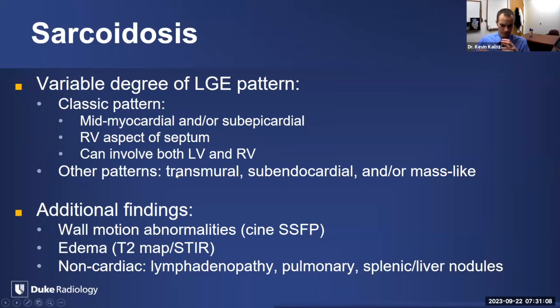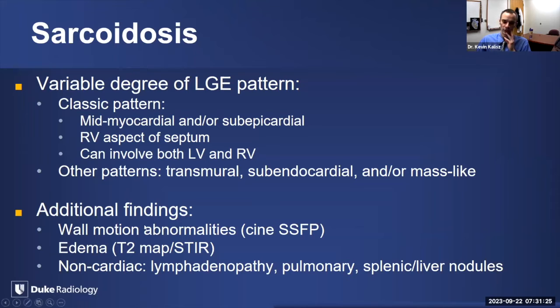However, I've seen sarcoidosis look pretty much like almost anything. I've seen it look transmural. I've seen it mimic, for the life of me, a prior infarct, and I've probably been wrong and called it that. I've even seen it be mass-like. So I've certainly been humbled by what sarcoidosis can look like.